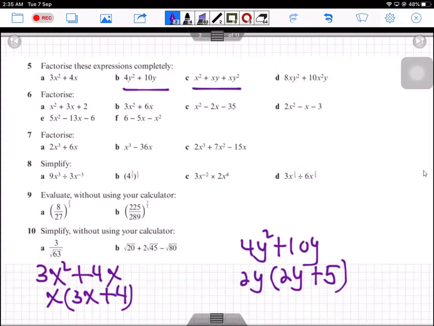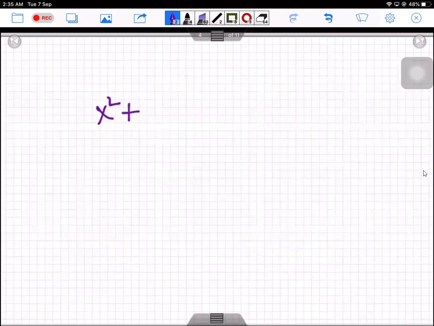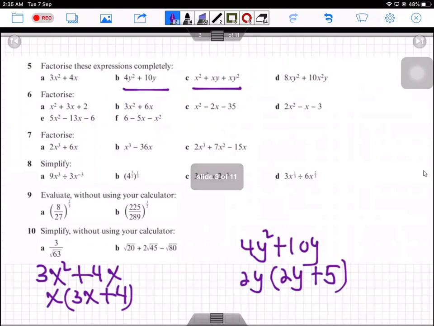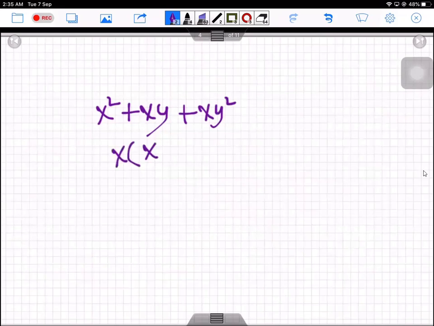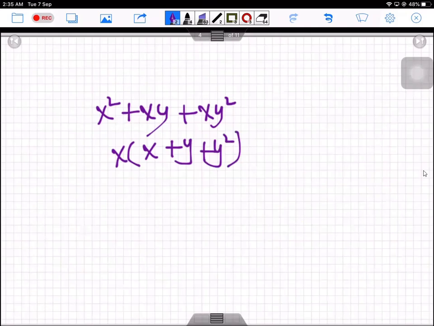Now let's have a look at part C. Part C is x square plus xy plus xy square. Now, since we know the fact that x is common in all of the terms, taking x common multiplied by x plus y plus y square. This is the factorized form. And this is supposed to be your final answer.